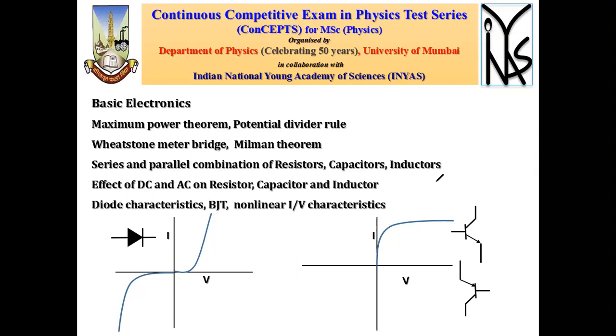DC and AC do not produce any different effect on a resistor; it follows the normal Ohm's law. But a capacitor, when you apply DC, is like an open circuit, so it doesn't allow direct current to pass through it. But the moment you apply AC, it becomes a conductor, and the impedance offered by the capacitor is inversely proportional to the frequency.